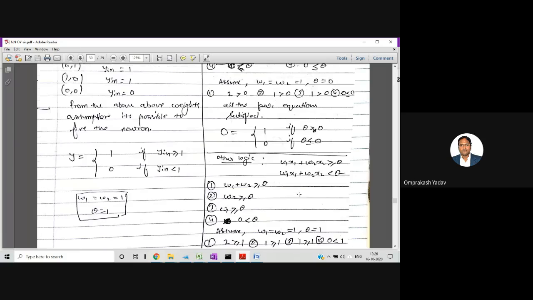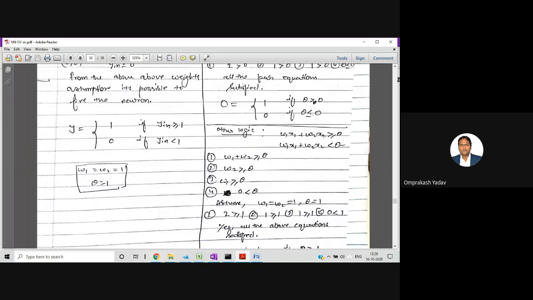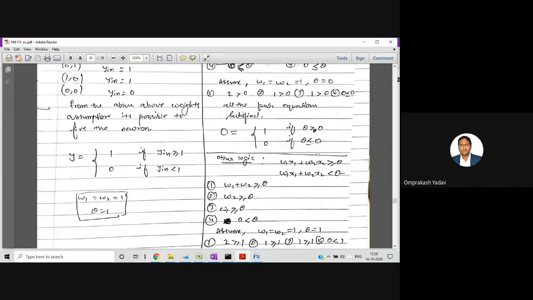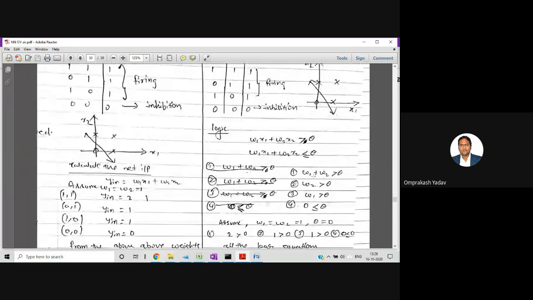If you see here, I have also demonstrated this particular part, like W1 x1 plus W2 x2 greater than or equal to theta, then less than theta. Then how we can choose. Here we got some other values, right? So it's up to you. There can be multiple sets of values, and it's not necessary that everybody's answer will match. The only thing is that you need to satisfy the four conditions.